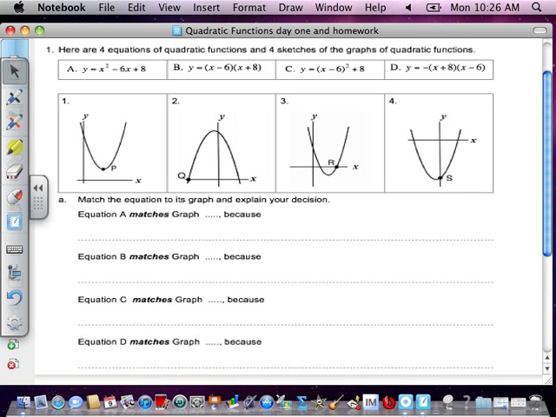Well, for me, the easiest one to look at is, like the whole Sesame Street, one of these graphs is not like the other. 2 is upside down. So I know that I've got to find one where there's a negative in front. Which one did you find that has a negative in front? D. So equation D matches graph 2. There's a negative in front of the equation.